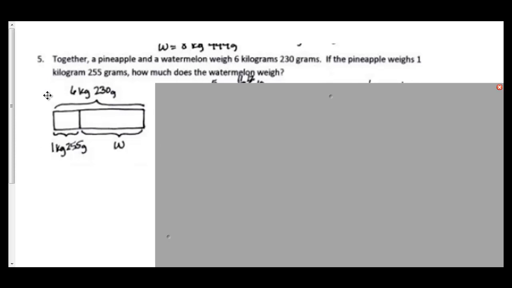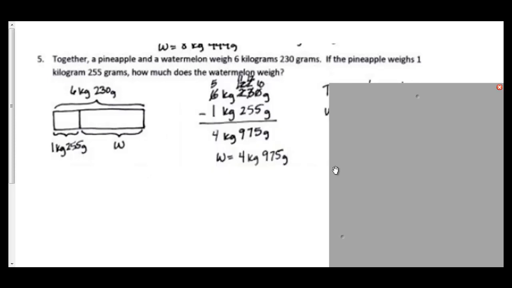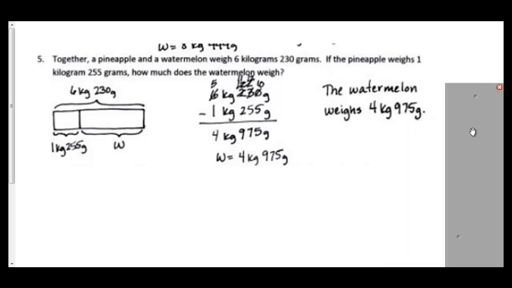So I want you to try to write your subtraction problem and try to subtract it and then come back and see if you get the correct answer. Okay, so whenever I was subtracting, I had to do some decomposing here, and in the end I ended up with 4 kilograms, 975 grams. The watermelon weighs 4 kilograms, 975 grams.